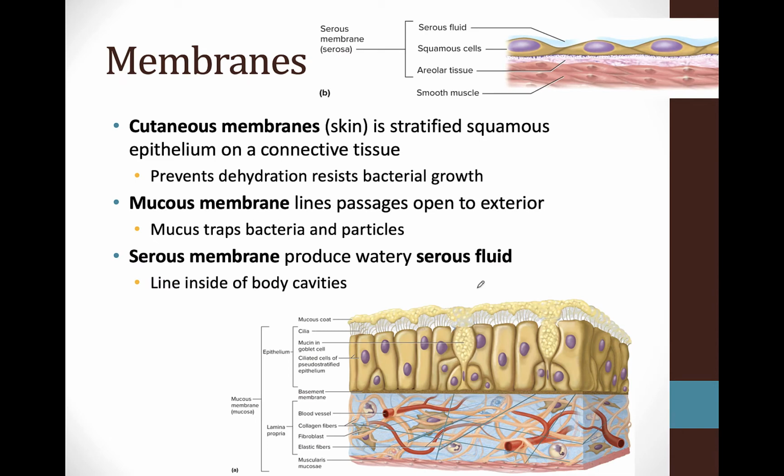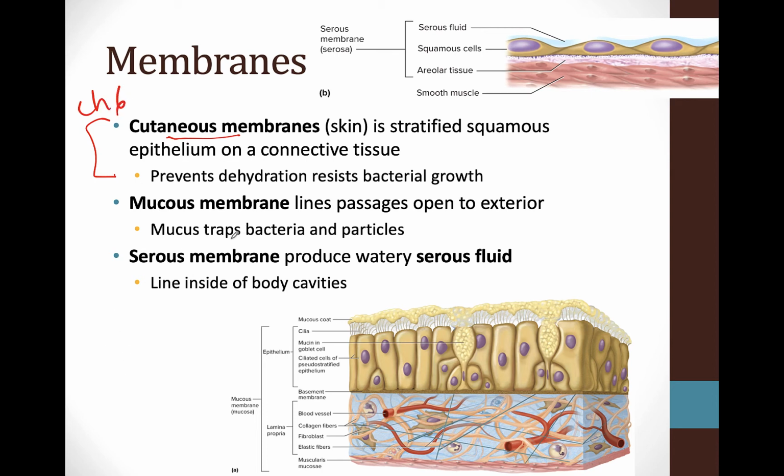So throughout the body, we're going to find many different types of membranes. A cutaneous membrane is like our skin. So like if you look at your arm, that's your skin. And a cutaneous membrane is going to be made up of our stratified squamous epithelium, and it's on top of a connective tissue of loose areolar connective tissue. And these cutaneous membranes are going to help us prevent dehydration, resist bacterial growth. We're going to talk a lot more about these in chapter 6.